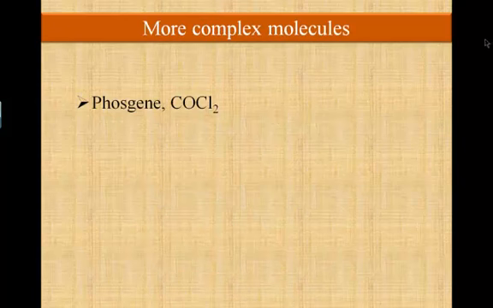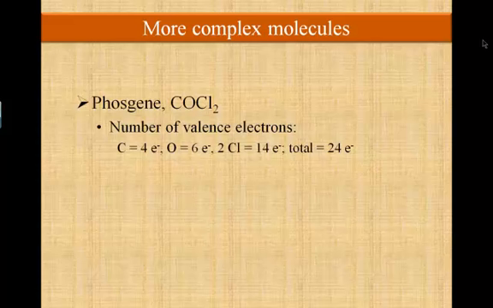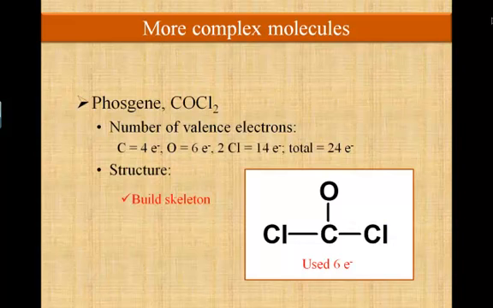Let's look at this molecule called phosgene, COCl2. And let's first calculate the valence electrons. Carbon has 4, oxygen has 6. I have 2 chlorines for 7 each, for a total of 14 from the chlorines. So my total number of valence electrons is 24. I am going to put the skeleton together with carbon as the central atom. Carbon has the highest valence of all of these atoms, and I'm going to arrange the other atoms around it.